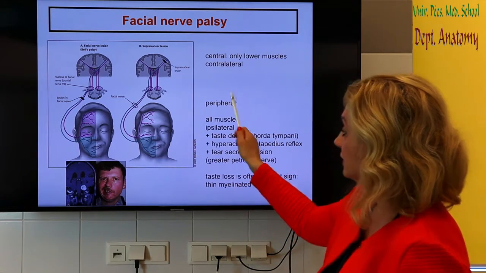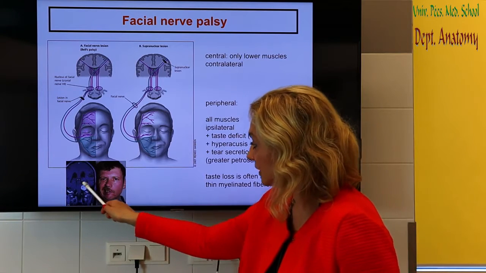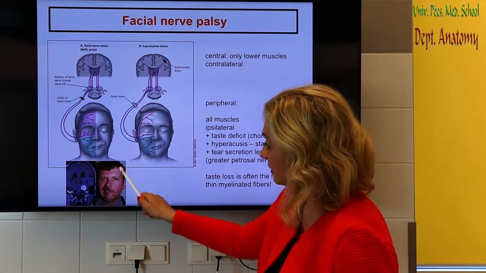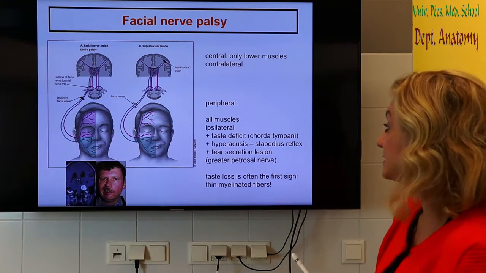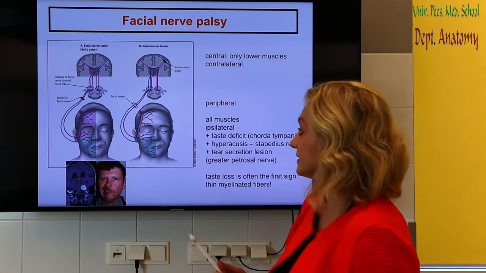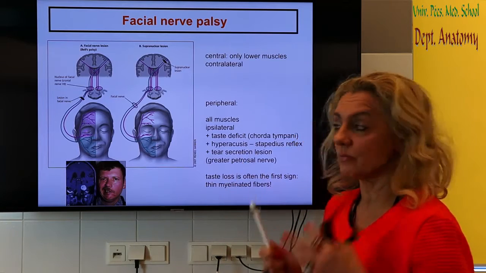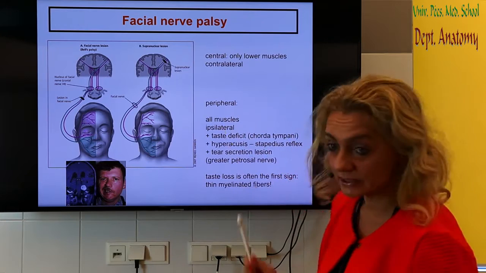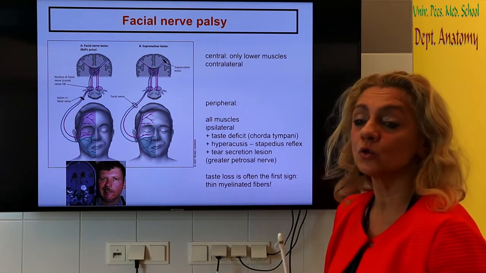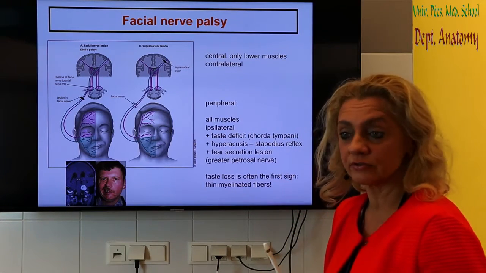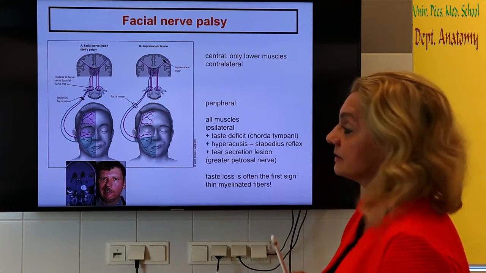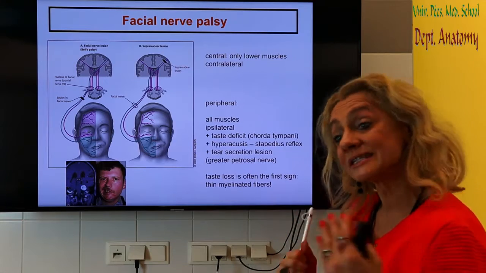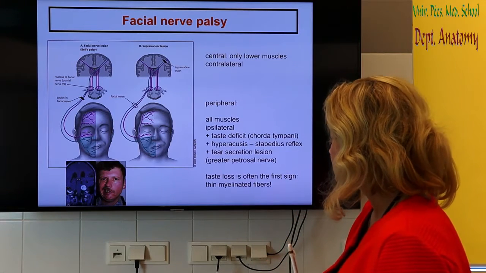If you have a peripheral lesion, like in this case, there is a tumor, acoustic neuroma, and then half of the face is basically lesioned on the same side. All the muscles are affected. And plus, at the end of the semester, for the exam, you will learn other functions of the facial nerve, and you will have to list all the lesions, all the signs of the facial nerve palsy.